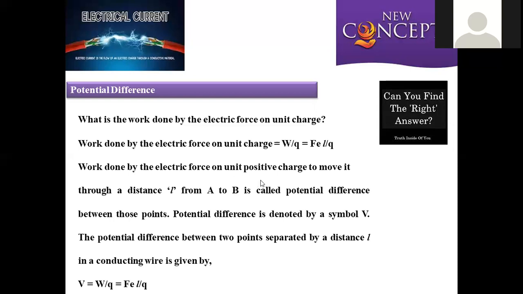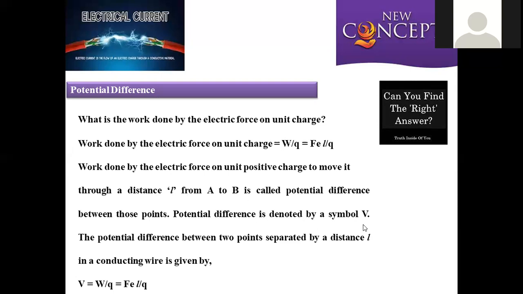Work done by the electric force on the unit positive charge to move it through the distance L from the point A to B is called the potential difference. Here is the definition of the potential difference. What is the potential difference? Work done by the electric force, denoted with W, on the unit positive charge, denoted with Q, to move it through the distance L, denoted with L, from the point A to B. This distance covered between the two points, A and B, is called the potential difference.